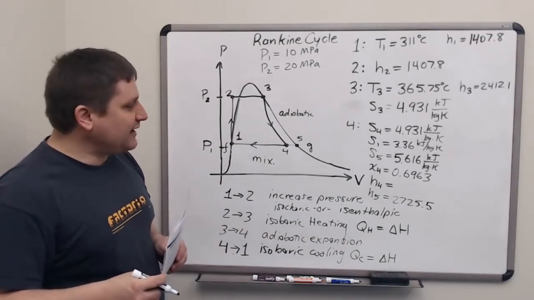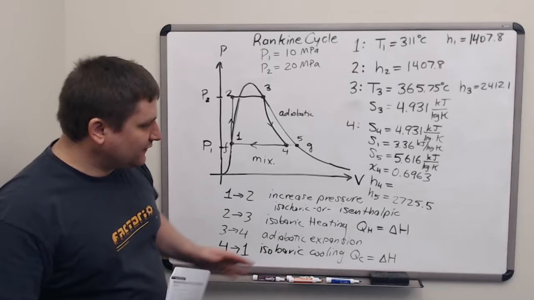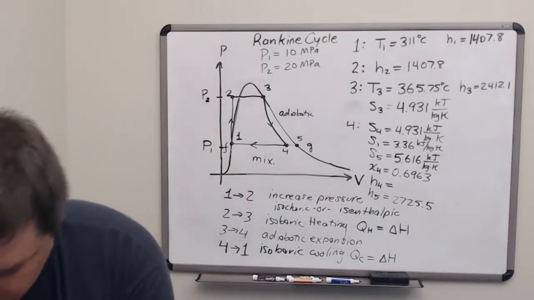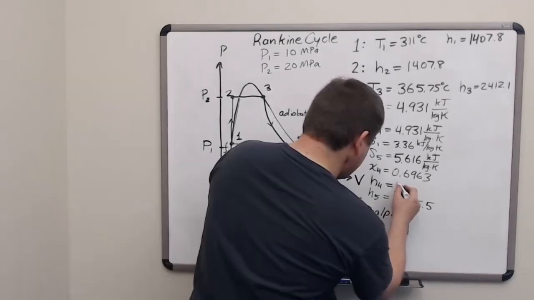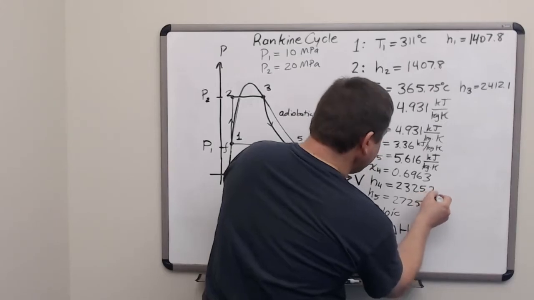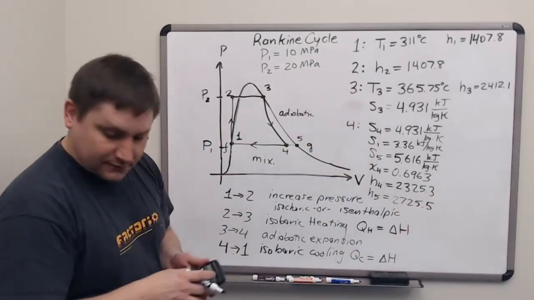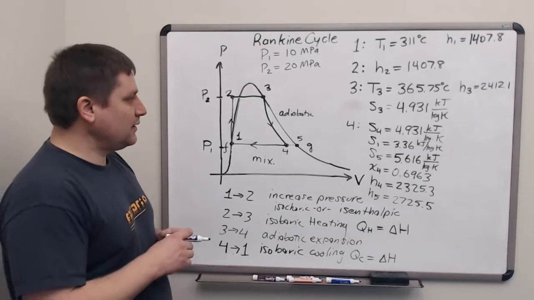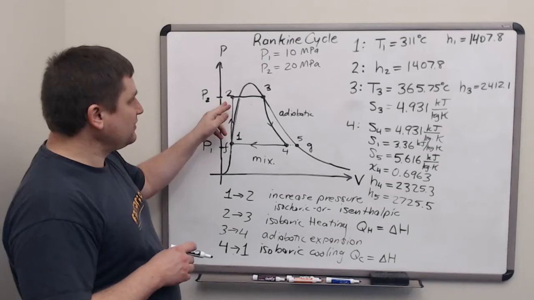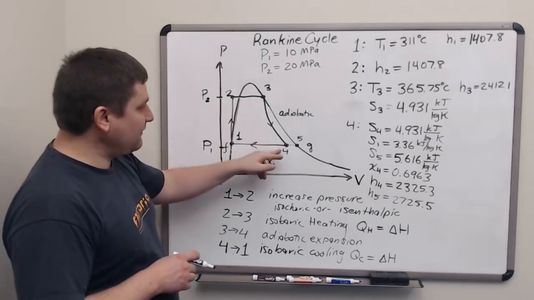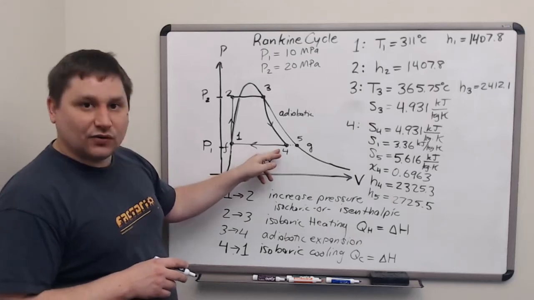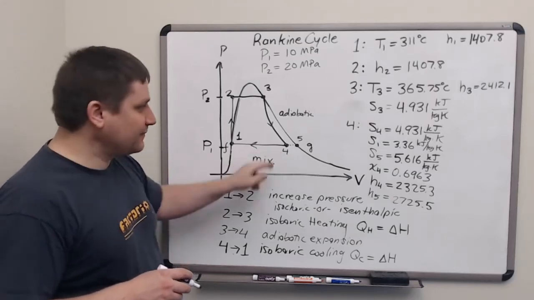Using H5 and H1 with the lever rule for this quality value gives us an enthalpy for location 4 of 2325.3. Now that we have the enthalpy of locations 1, 2, 3, and 4, we can take the difference of these enthalpies to calculate the heat absorbed and the heat ejected.